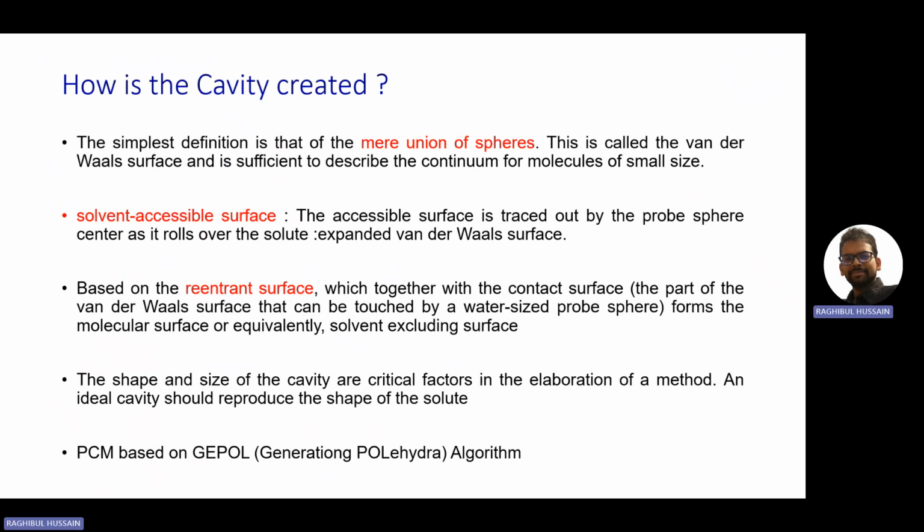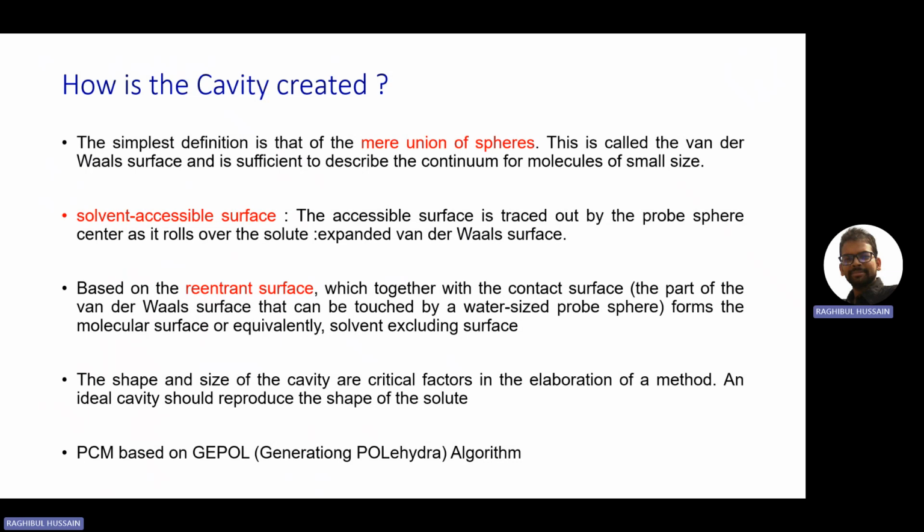So how is the cavity created? The cavity creation term is tricky. Unfortunately, we don't have to take care of all this. These Gaussian programs will create the cavity based on the keyword you specify. So if you specify the keyword PCM, it will do it in a certain way. If you specify the keyword Cosmo, it will do it another way.